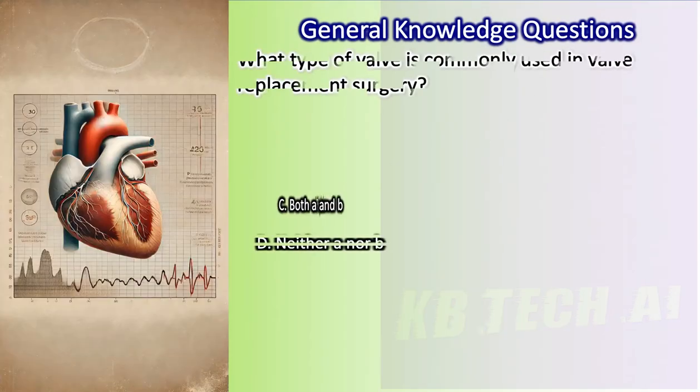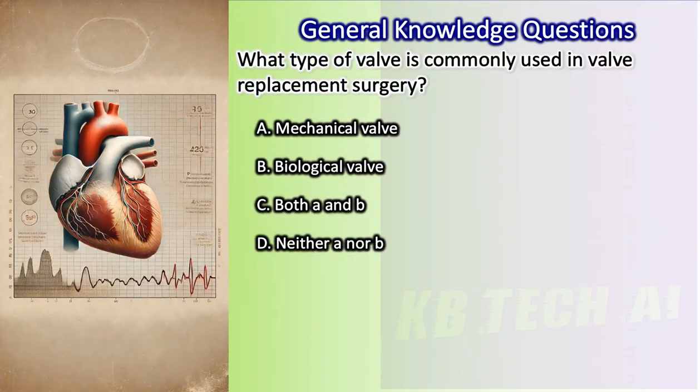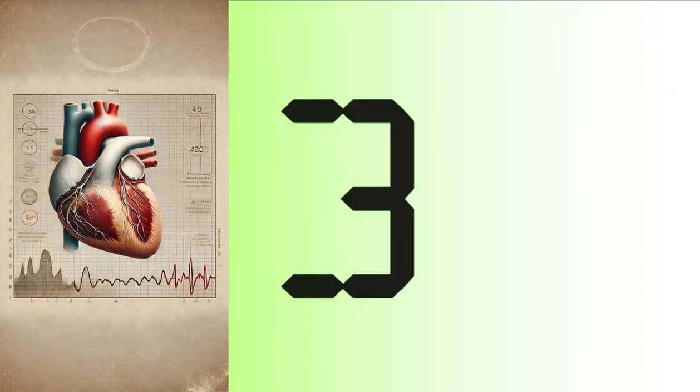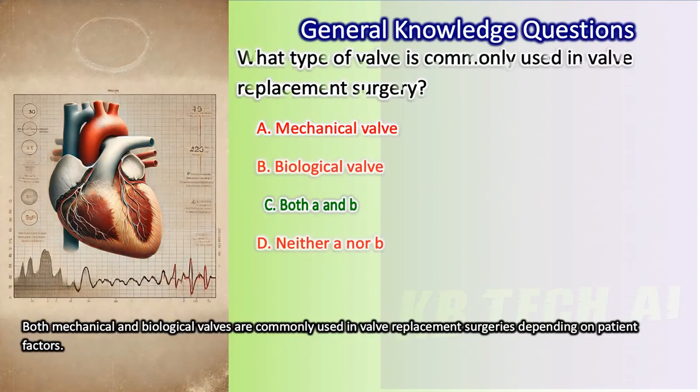What type of valve is commonly used in valve replacement surgery? Option 1, mechanical valve. Option 2, biological valve. Option 3, both A and B. Option 4, neither A nor B. The answer is option 3.